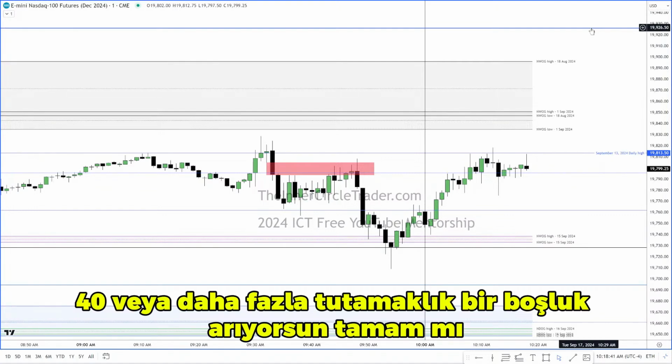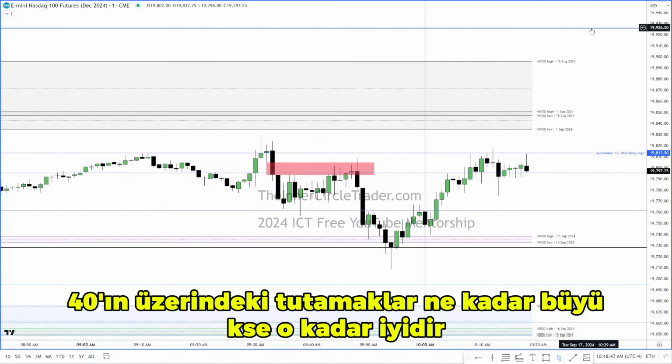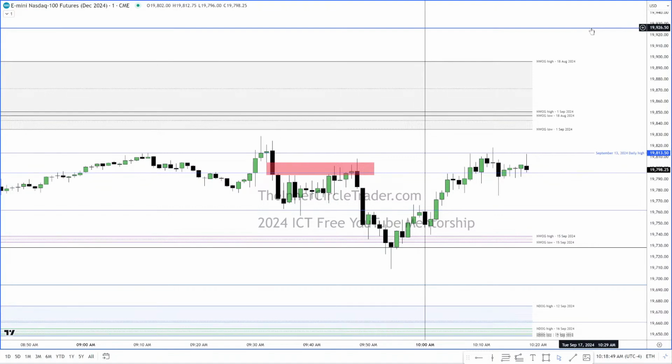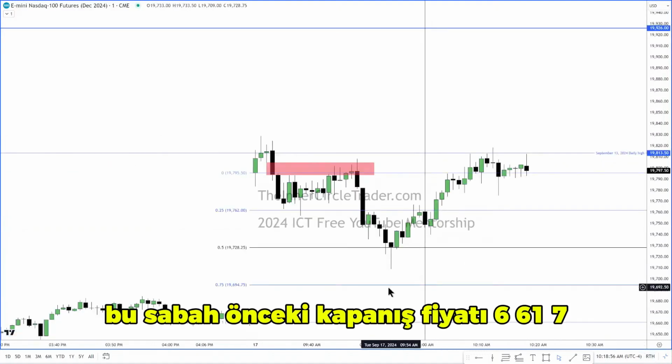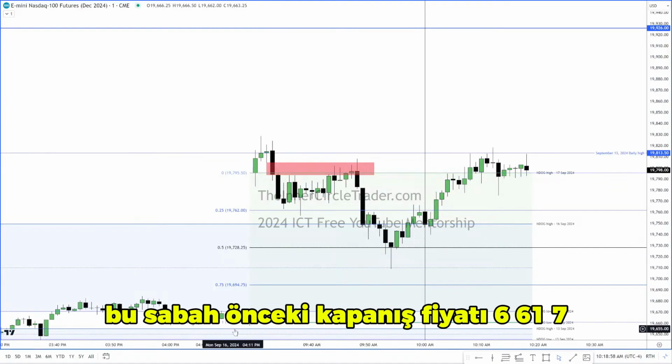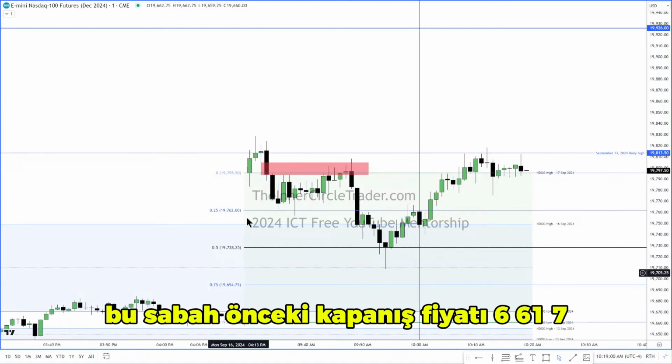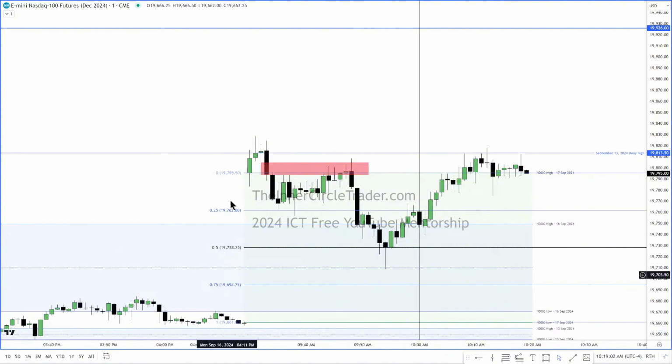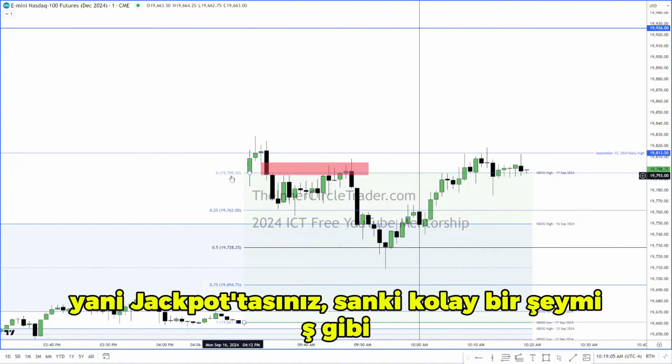You're looking for a gap of 40 handles or more. Okay, the larger above 40 handles, the better. What was the opening range this morning? Previous settlement price at 661, 795. Hello, that's over 100 handles. So you are in a jackpot.